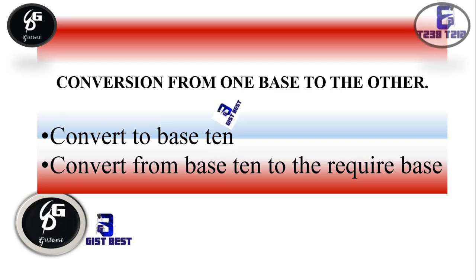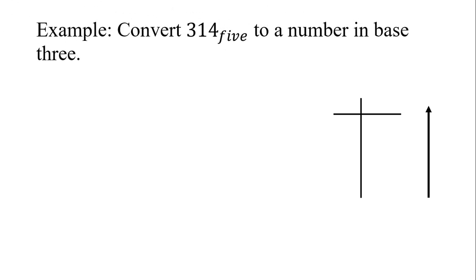So let's look at an example. Convert 314 base 5 to a number in base 3. So I have my base and my number, and we are going to convert 314 base 5 to a number in base 3.